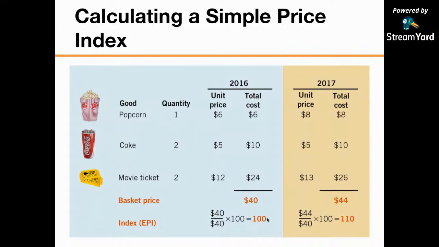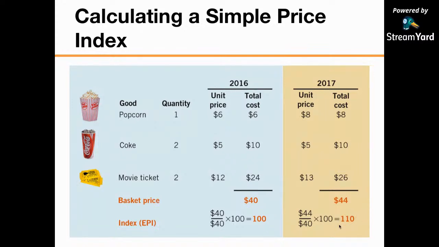It's always going to equal 100 when we're calculating this index formula in your base year, because your base year is kind of your metric 100. Now in 2017, they just took the new price, which is just this total with 2017 prices, divided by that base year basket price, which was this $40, multiplied it by 100 to turn it into an index, and then we got 110.